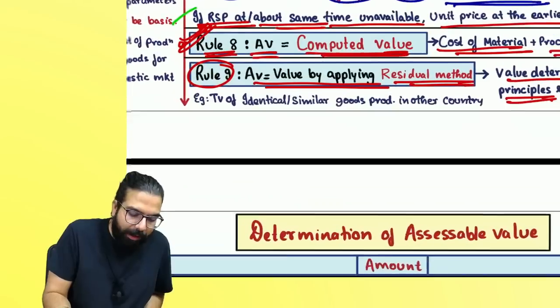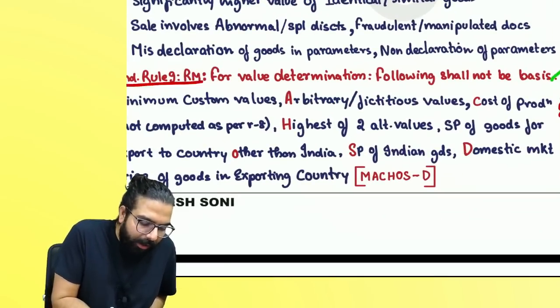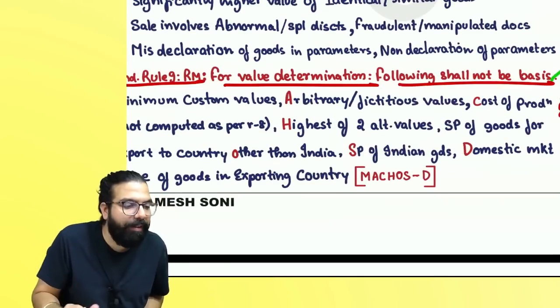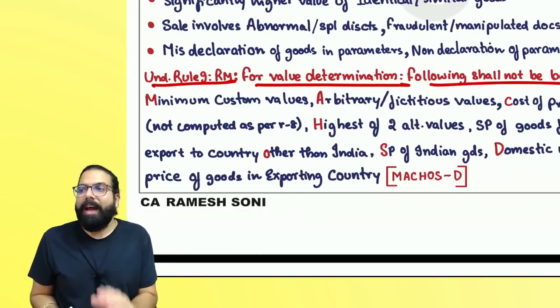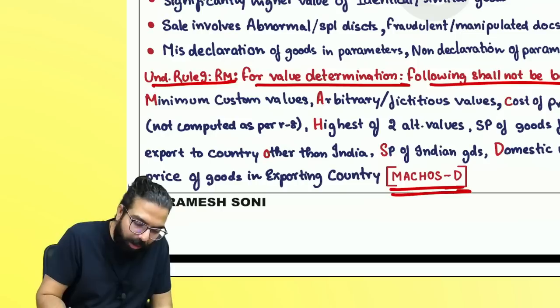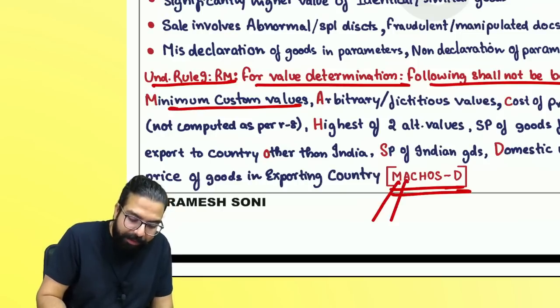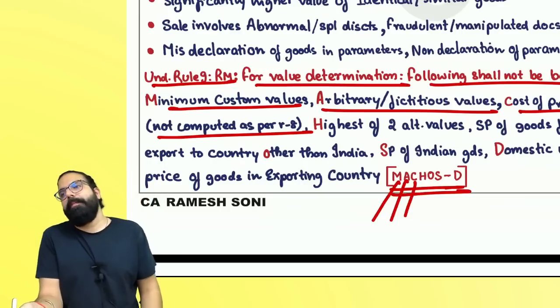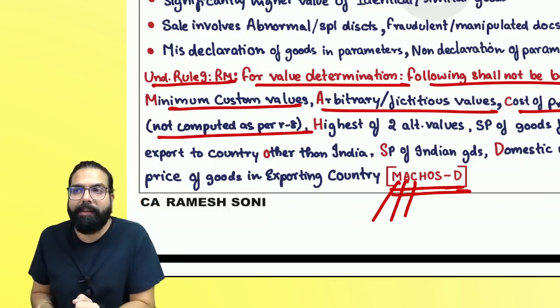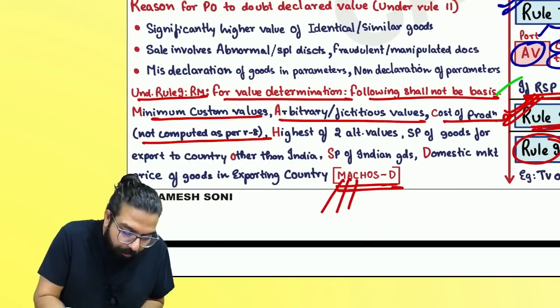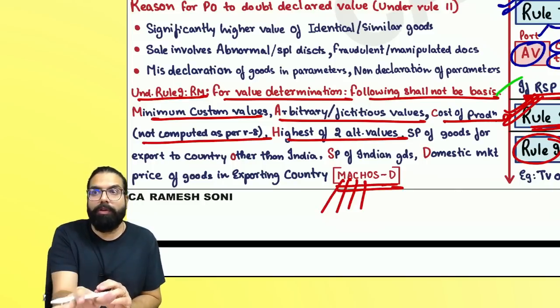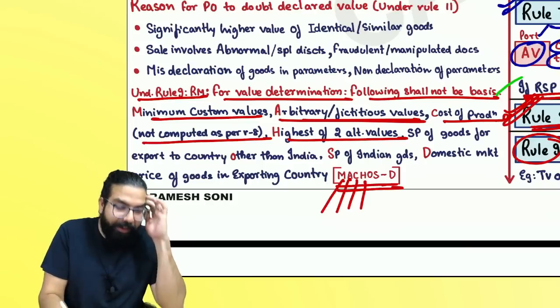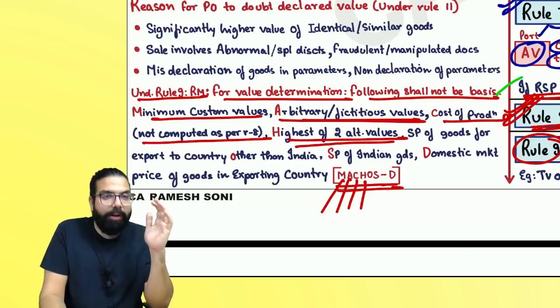Are we clear everyone? But remember, rule number 9 says that for value determination, the following shall not be the basis. The officer cannot apply these as reasonable means. Macho's D. What is Macho's D? M for minimum customs values, A for arbitrary or fictitious values, C for cost of production not computed as per rule number 8, meaning not computed the way rule number 8 has told. Then H for highest of two alternatives; the officer cannot say he will take the highest one. Arbitrary and fictitious values you can't use, and the highest of two alternatives you can't use.